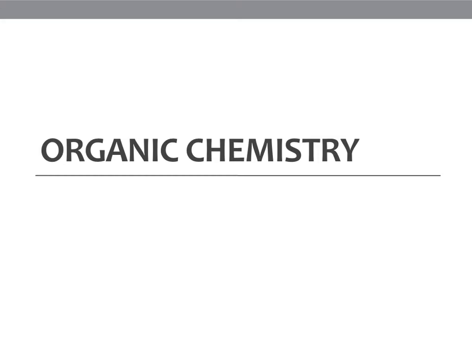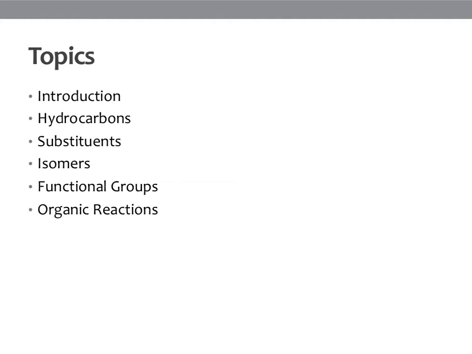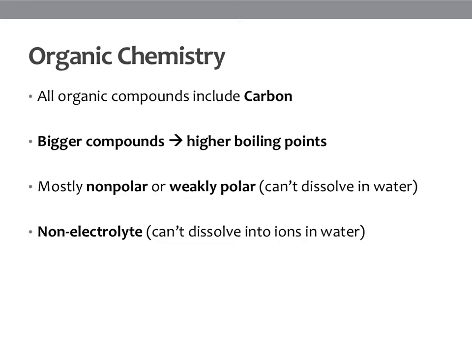Today we're going to go over organic chemistry. So we'll start with what is organic chemistry, and we're pretty much dealing with all compounds that include carbon. That's what it means to be an organic compound. You include the element carbon.